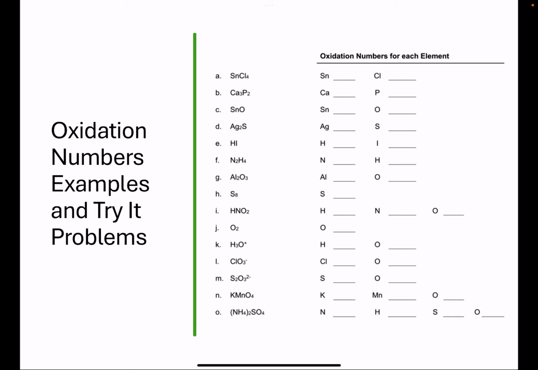So I'll give you a minute. Try to work on this on your own. You can pause if you want. I'm going to check as we go through each of those to make sure I don't get them wrong.